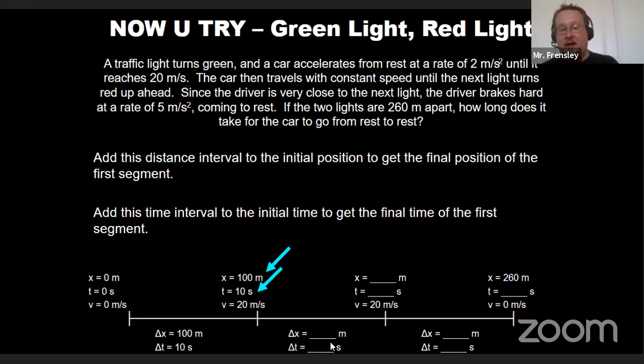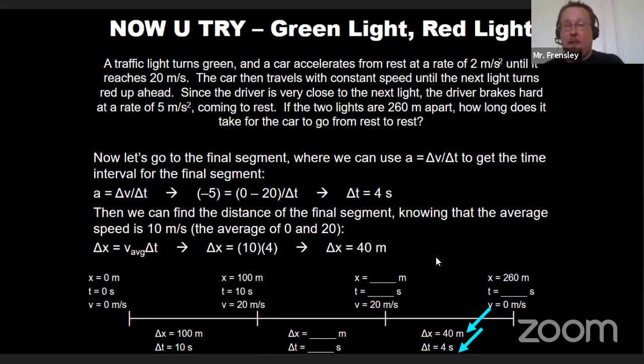Okay, what's the delta x and the delta t here? Well, I don't know, honestly. So I'm going to have to do the last segment first. I'm going to use acceleration equals delta v over delta t. So the acceleration is -5, you can't see it, but it's there. The delta v is 20 to 0. That's -20 over delta t. So I'm going to get 4 seconds. This last segment takes 4 seconds.